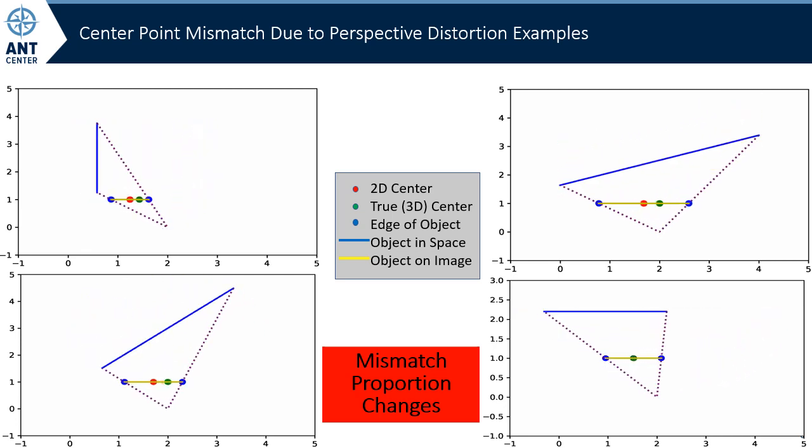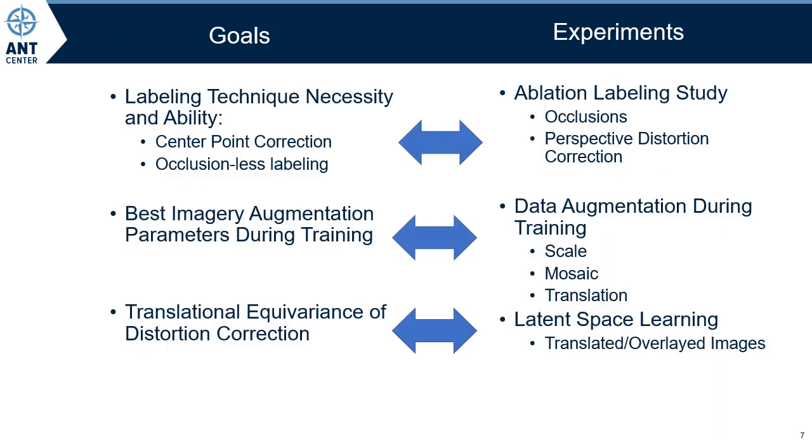This brings us to the goals of this research: to show the necessity of these labeling techniques to our use case, the ability of the network to learn to correct for perspective distortion and predict occluded features, to identify the augmentation techniques affected by perspective distortion during training, and investigate what is actually being learned during training. To do this, we designed some experiments. First is an ablation study training multiple neural networks where we quantitatively show the necessity of correcting for perspective distortion and labeling occluded points. Next, we train multiple neural networks with different combinations of imagery augmentation parameters used during training in order to identify the optimal combination for our use case.